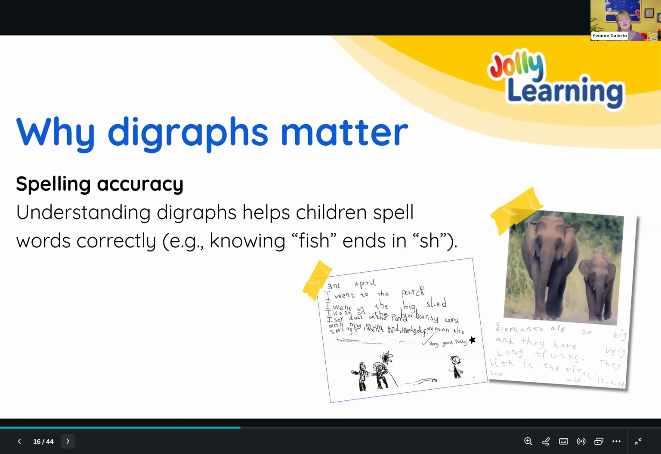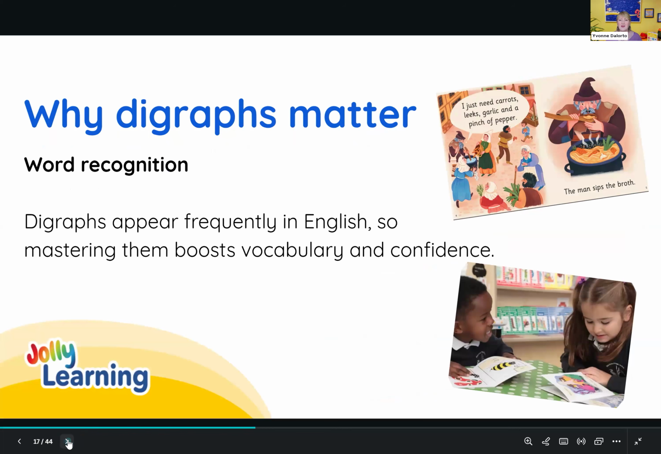So it's a balance for you as a teacher as well on how you instruct them. So if we look at why digraphs matter, they're everywhere. You know, they're in books that we read. Children need to see them. They're in environmental print. But more than anything, it's the vocabulary and getting the sounds right.